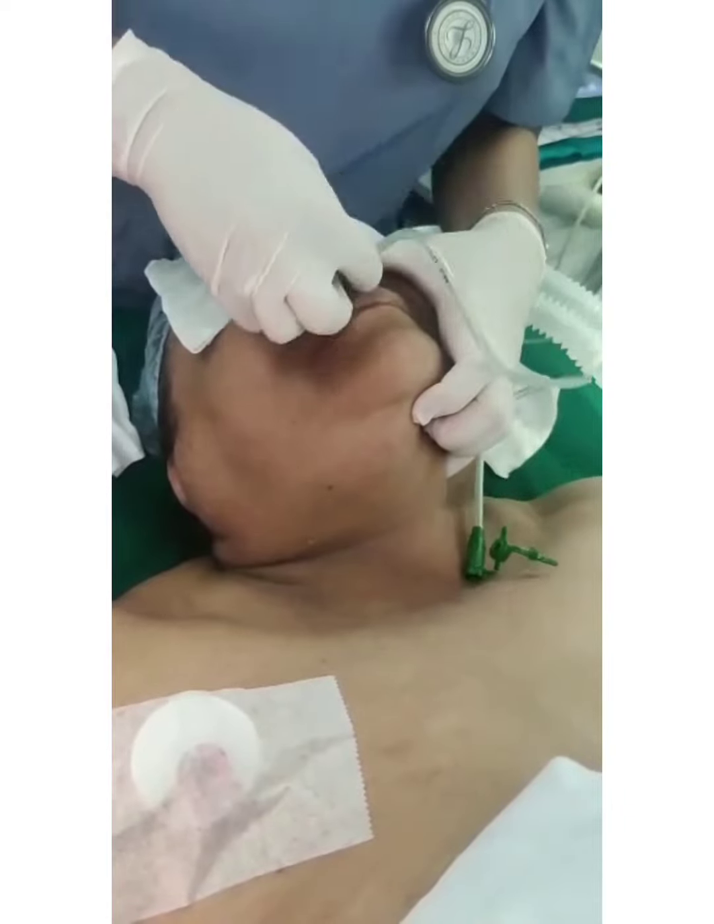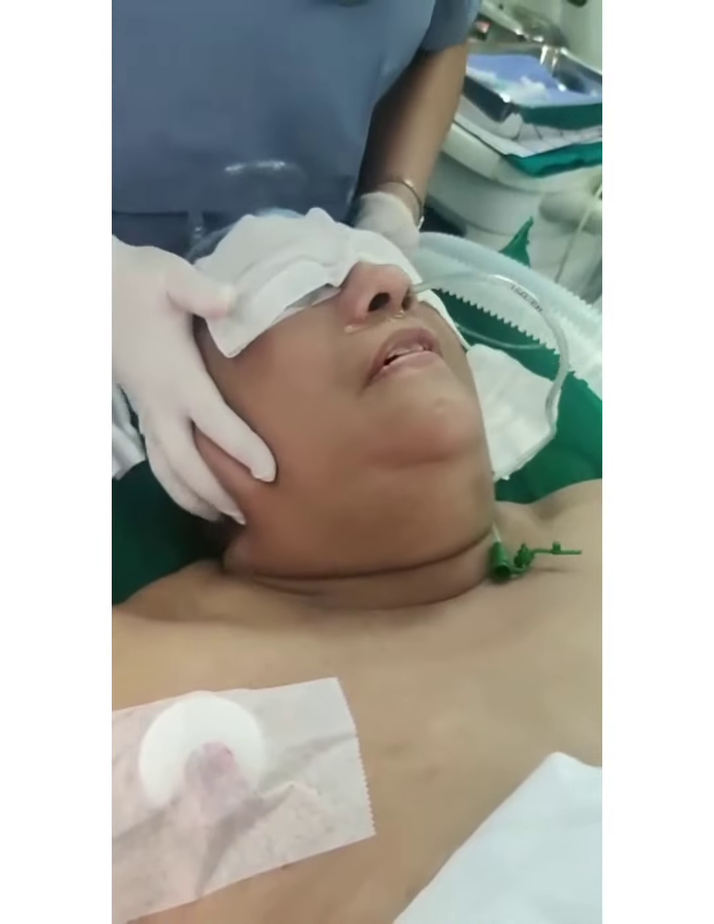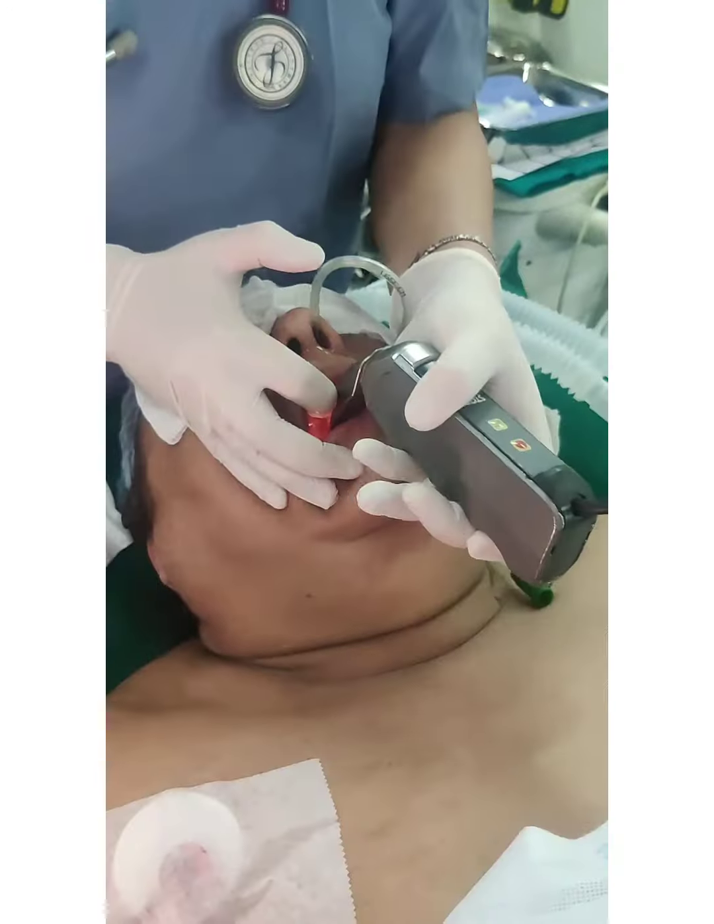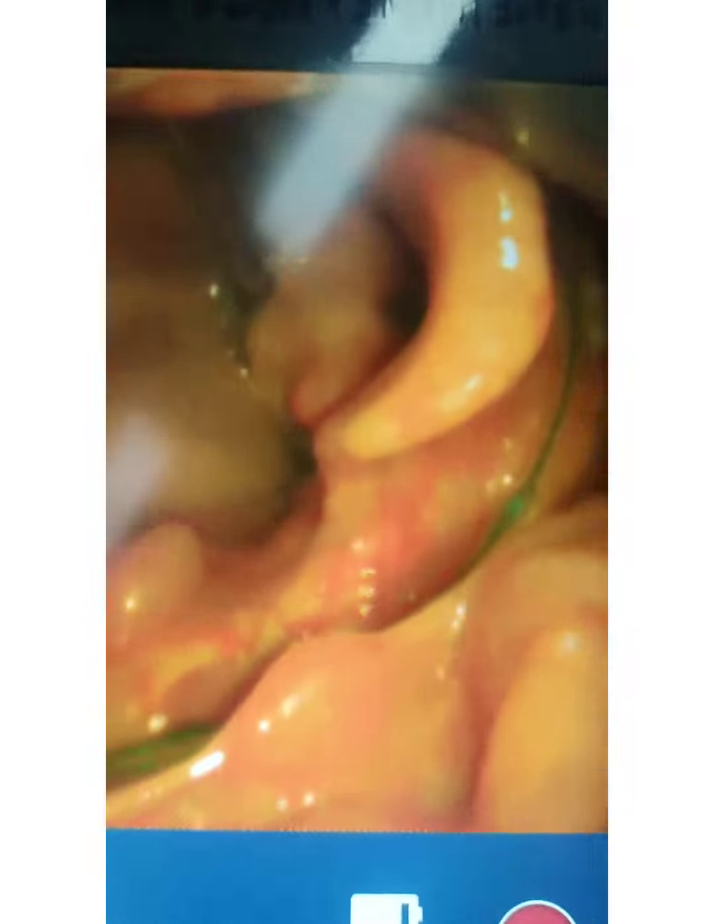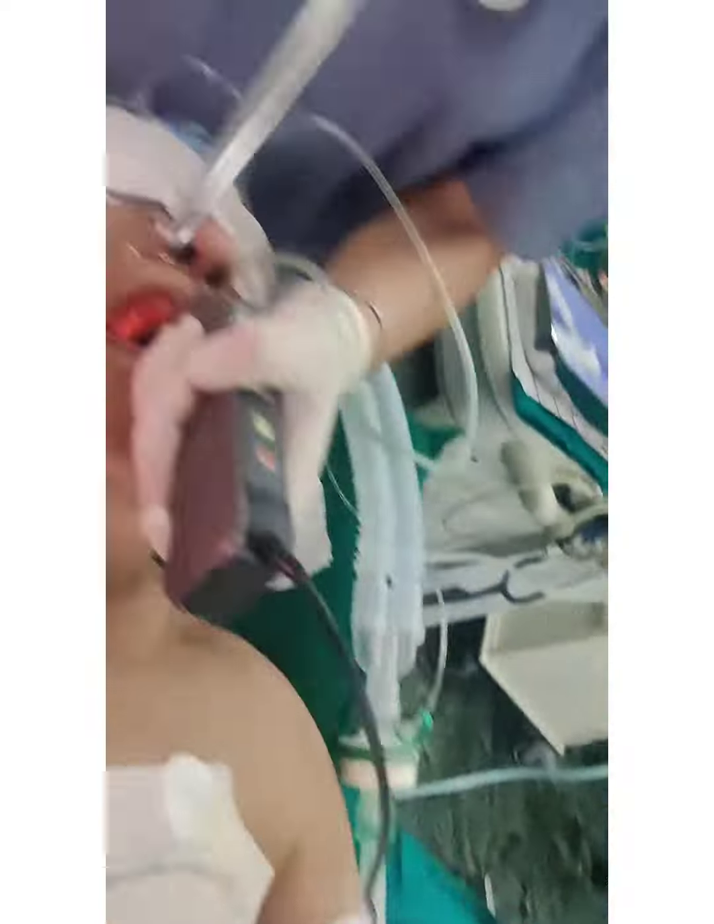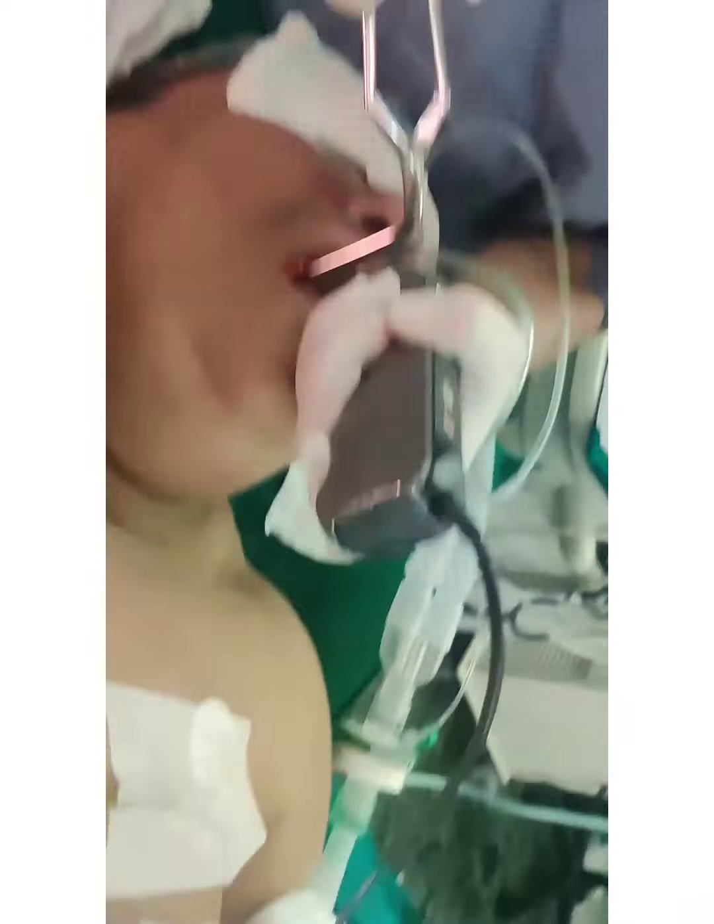In this patient, we chose the right nare for the endotracheal tube and passed a nasogastric tube through the left nare. We then used the laryngoscope blade of the video laryngoscope to visualize the larynx, and with the help of Magill's forceps, we guided the nasogastric tube into the esophageal opening.